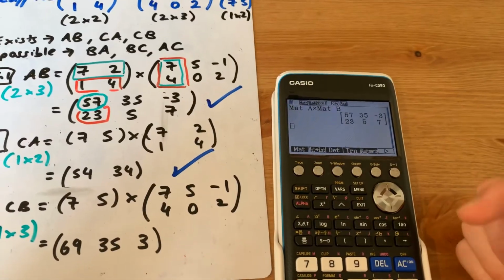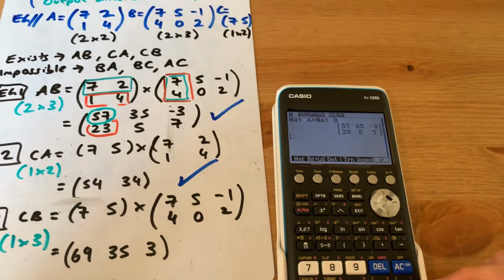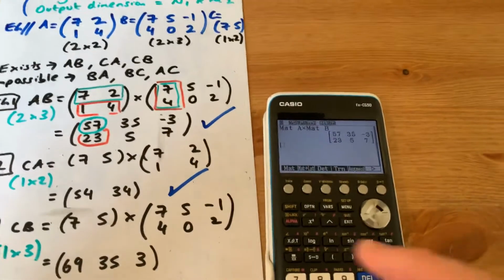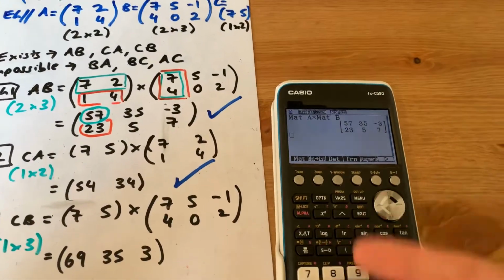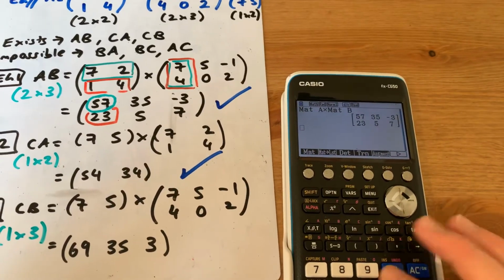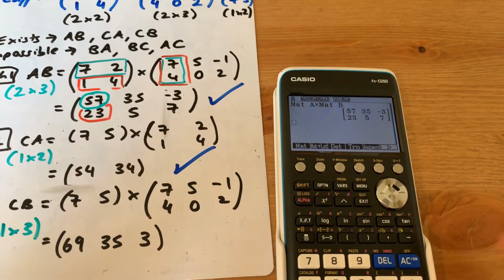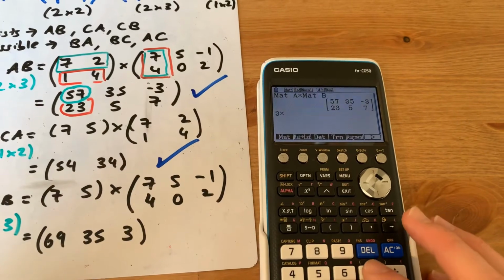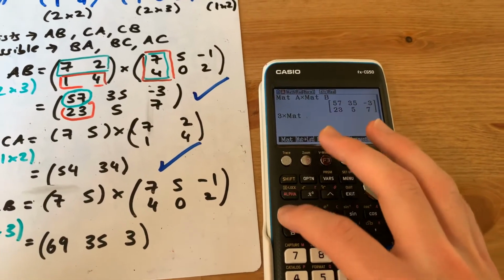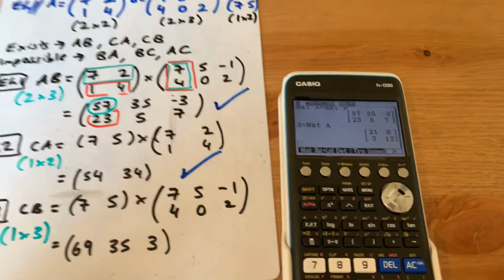Just very quickly to show you that this would also work with addition and subtraction. Obviously they have to be the same size, but it would work the same way. And also to do the scalar multiplication, if I want 3 lots of matrix A, my calculator can do that as well.